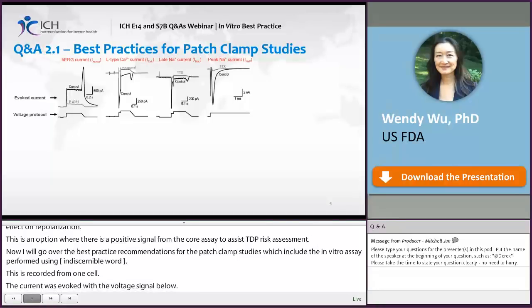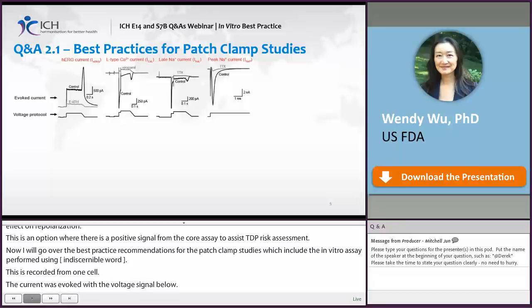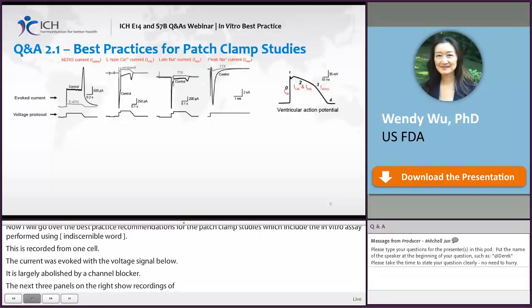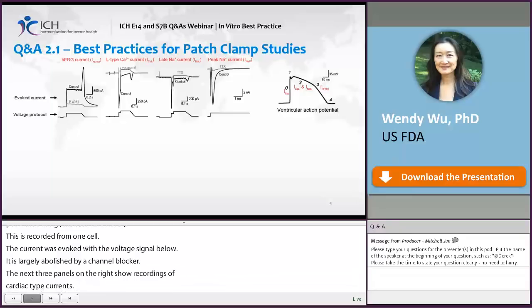The next three panels on the right show recordings of cardiac L-type calcium current, late sodium current, and peak sodium current, also from overexpression cell lines. The schematic diagram on the right illustrates the contributions of these ionic currents to the ventricular action potential.